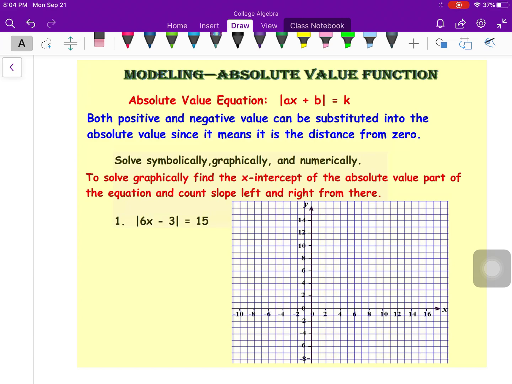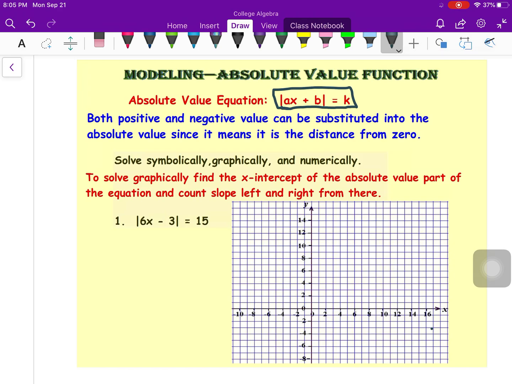This last section is on modeling, but this time it's the absolute value function. So what is the general form of an absolute value equation? It is the absolute value of ax plus b equals k, where a is your slope and b is your y-intercept, and it will equal a constant.